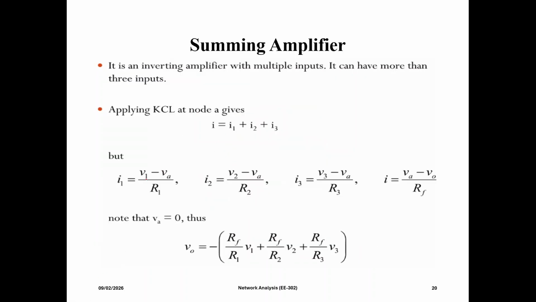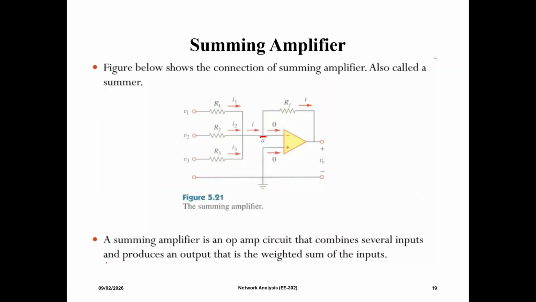I1 will be equal to V1 minus VA over R1, I2 is equal to V2 minus VA over R2, and I3 is equal to V3 minus VA over R3, and I is equal to VA minus V naught over RF.